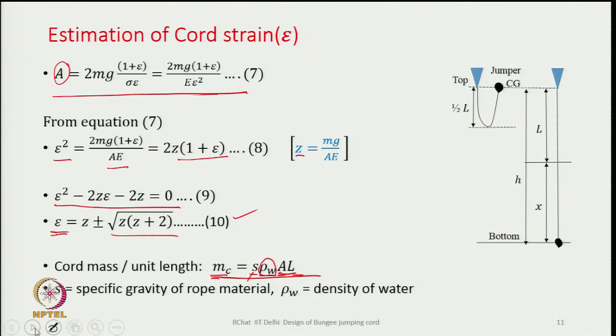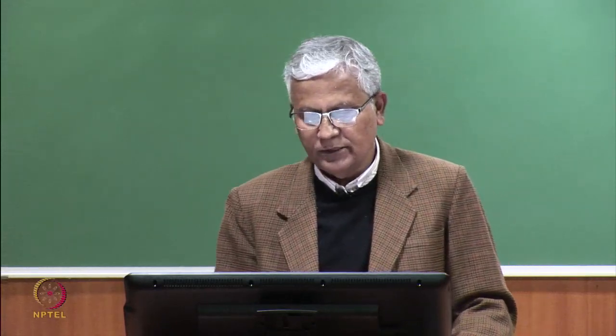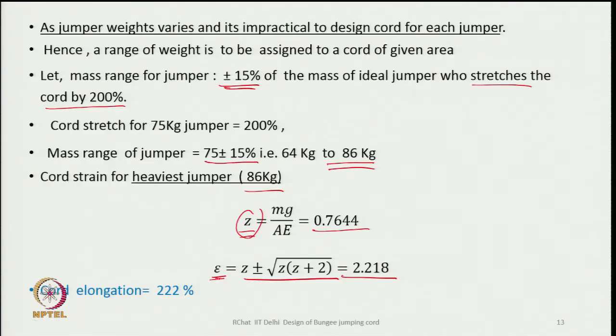So, if we go back to the same equation, you use that equation to find out what the strain is in this case. If we substitute the value of Z here, we get a figure 2.218. That is, cord elongation in the case of this 86 kg mass is going to be 222%.